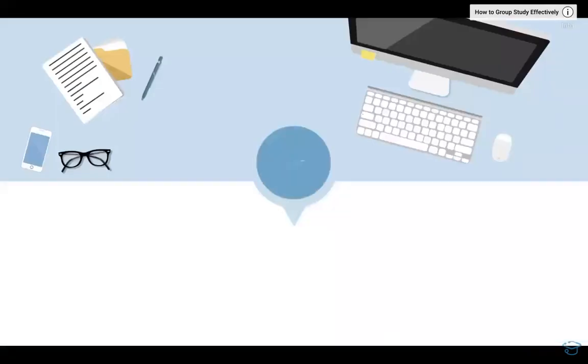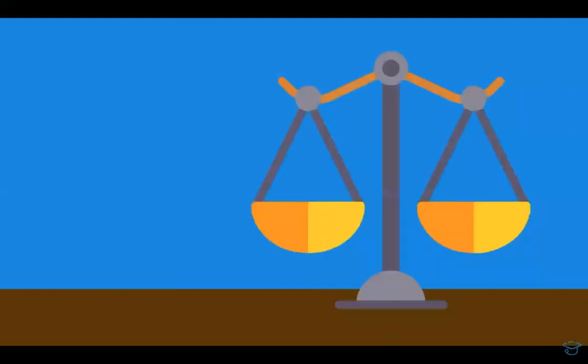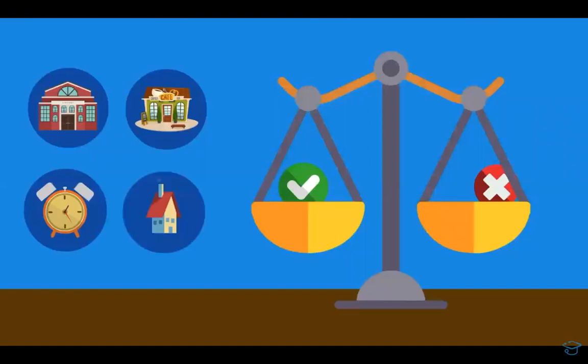Now, there is a trade-off between novel stimuli and maintaining a routine. Novel stimuli, such as varying your study location, has been demonstrated to improve recall and retention. However, for some, this works directly against the benefits of a routine. The routine of waking up at the same time, studying in the same place, etc., may facilitate productivity and fight off procrastination. The novel stimuli of studying in new locations and with new people may impede your ability to get into the groove and maintain productivity long term.